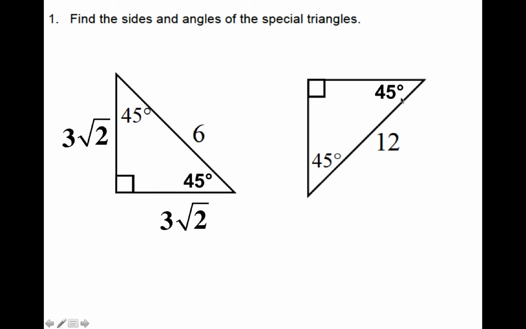In this one, 45 degree angle. Again, this is where the square root of 2 should be. If it's not where it should be, it's going to be in the other two sides. Divide this number by the number in the root. So 12 divided by 2 is 6, making both of these legs 6 square root 2.